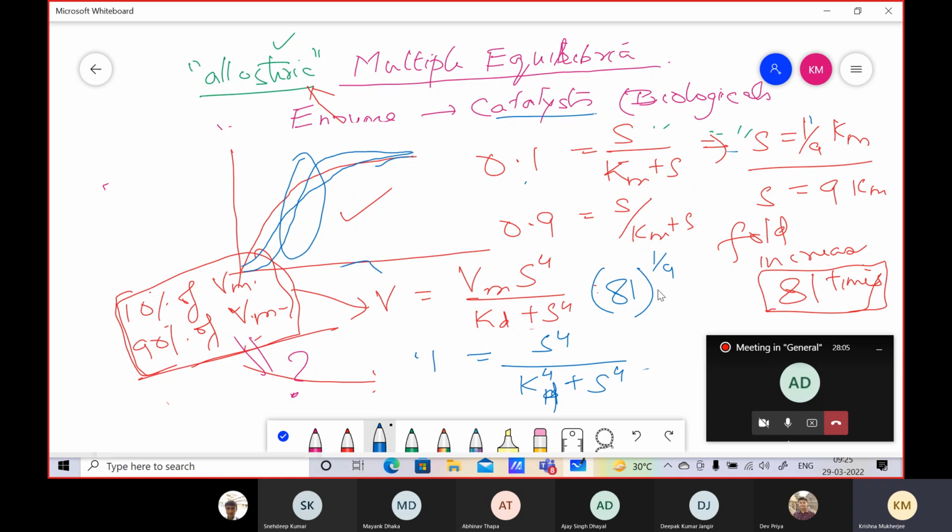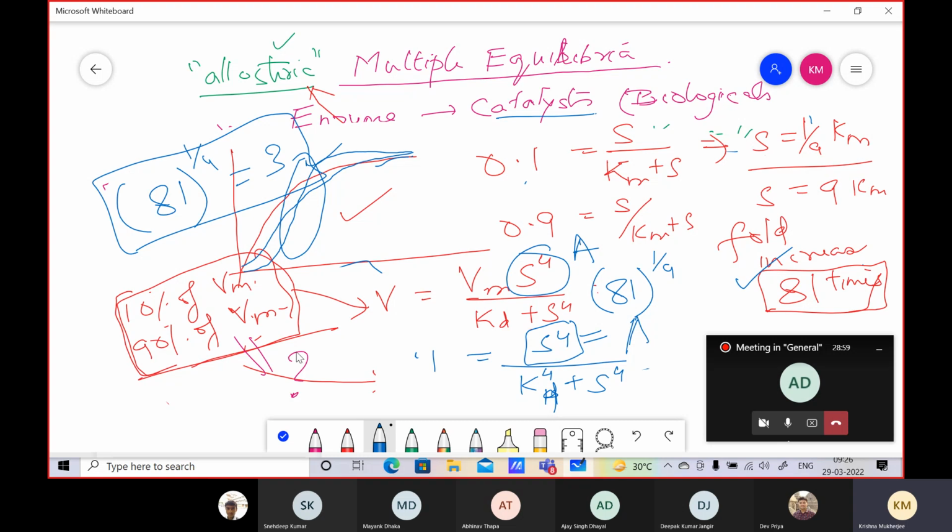Here it is 81, so here it will be 81 to the power 1 by 4 times, because if S increases, S to the 4th, if I take S to the 4th as A, why make it so complicated? If I take S to the 4th as A, then A has to increase 81 times. So S has to increase 81 to the power 1 upon 4, which is 3 times. 3 into 3 into 3 into 3. Okay? Yes, sir. You had just got the answer 81 times, so I thought it was obvious. It is 81 to the power 1 by 4, because S to the 4th has to increase 81 times, so S has to increase 3 times, right? So therefore this has to increase only 3 times to go from 10% to 90%.